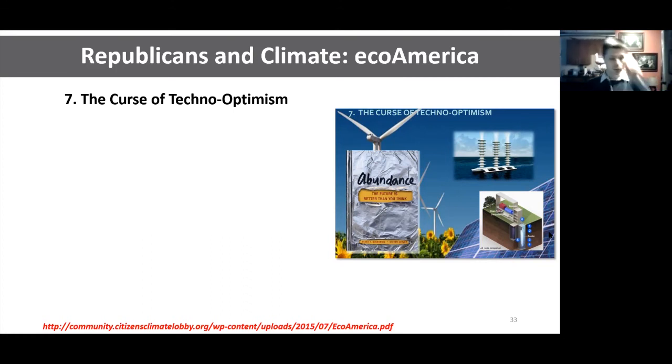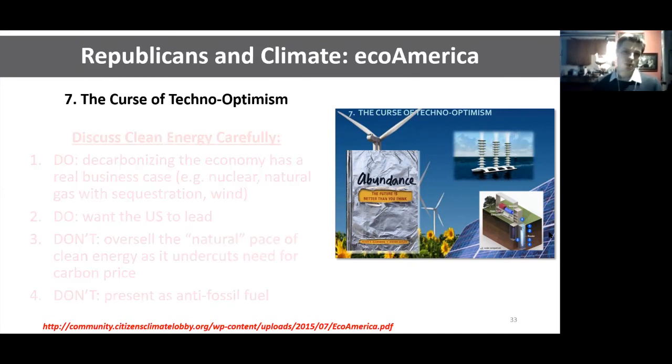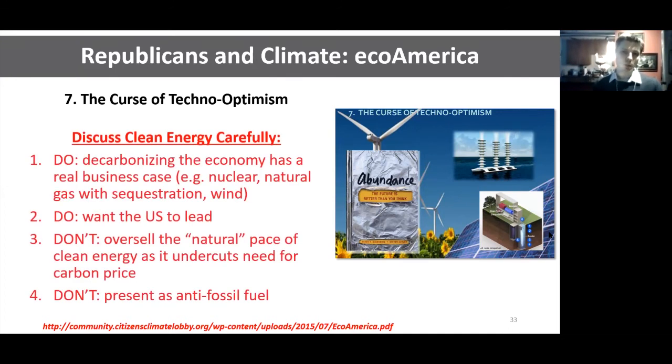And so without a price on carbon, there is no incentive, there is no market for clean energy that is going to be substantial enough to solve this problem. Now, we could take a gamble and assume that maybe clean energy will get so cheap so fast that we don't need a carbon price, but I'm personally not willing to take that gamble. So having said that, the takeaway here is to discuss clean energy very carefully.